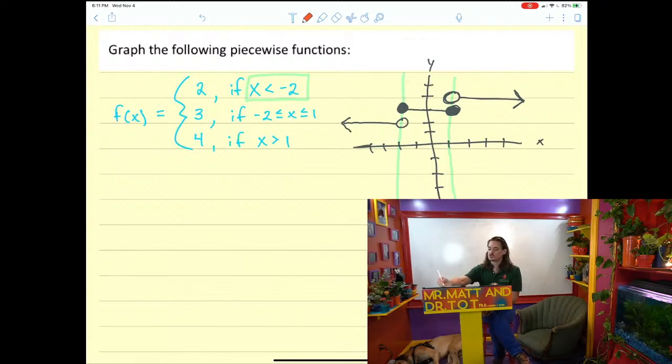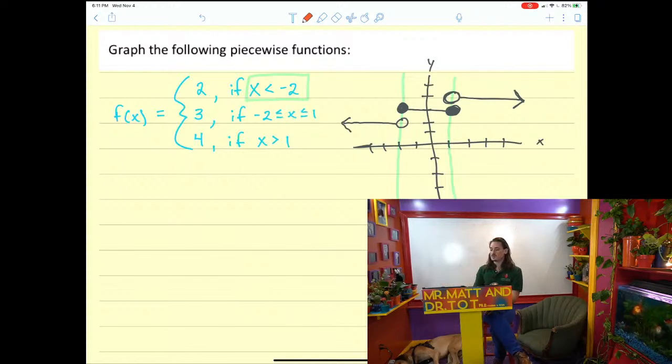So first, notice how only the second equation had a domain that was inclusive to its lower and upper bounds. Everything else, the first one and the last equation, or the third equation, they have domains that are exclusive. So we have to take that into consideration when we're drawing the dots on the graph. And I completed the graph there.